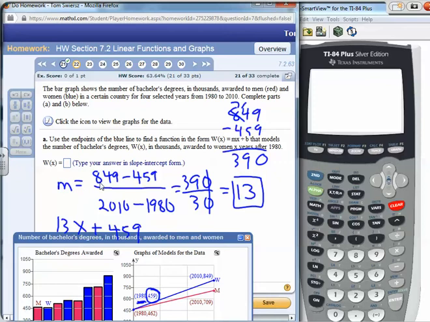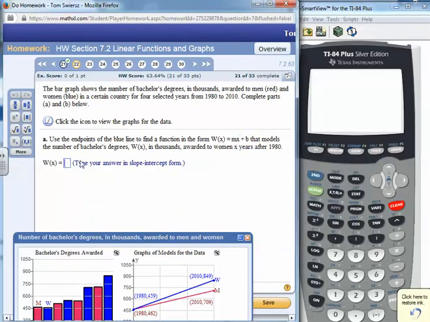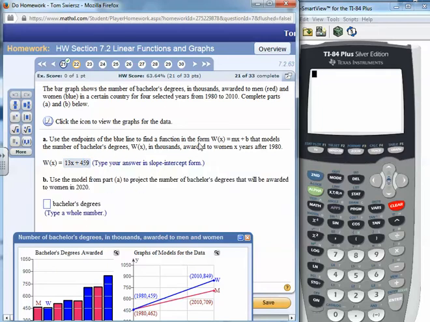So again, we did y2 minus y1 over x2 minus x1 to get the slope, and then the y-intercept is simply the y value for the year 1980, because that's our starting point, because it's a number of years after 1980, which means x is 0. So you just put in 13. Don't forget your x. You don't have to put times, and then plus the y-intercept, the y-coordinate for the first point for 1980, and there's your answer.